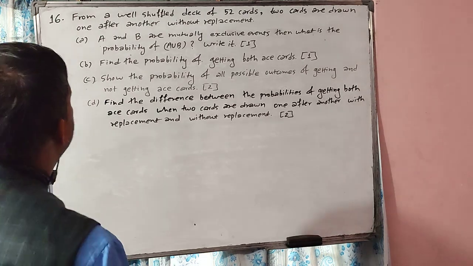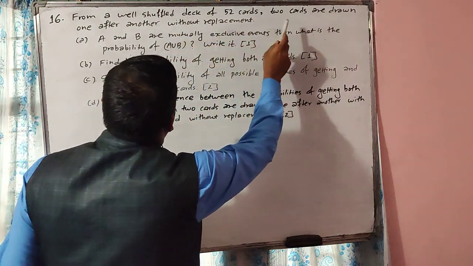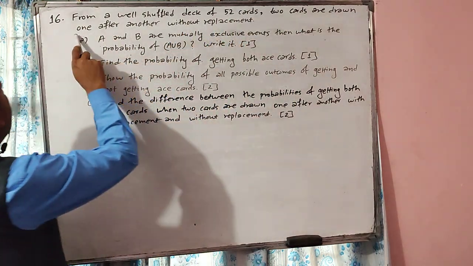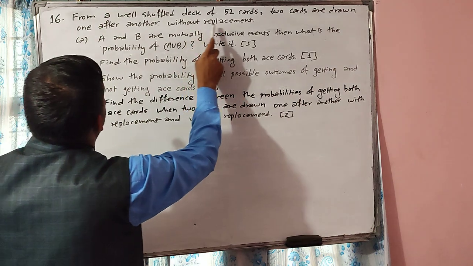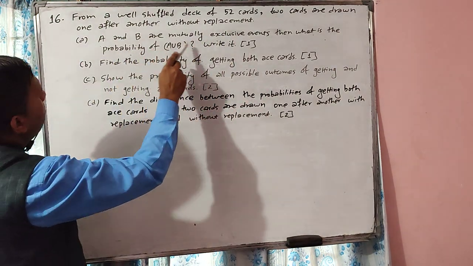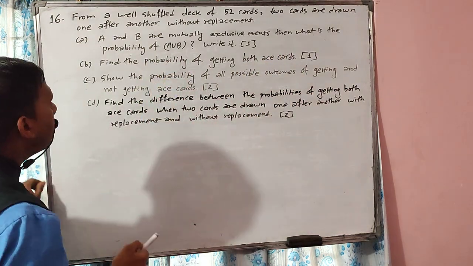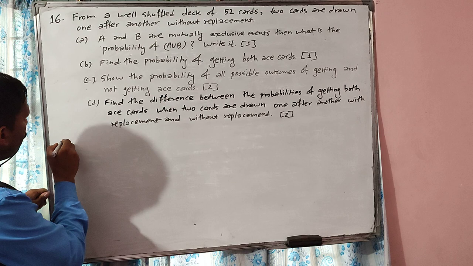Now, question number 16. The question is, from a well-shuffled deck of 52 cards, two cards are drawn one after another without replacement. Then if A and B are mutually exclusive events, then what is the probability of A union B? Write it. Now, solution.